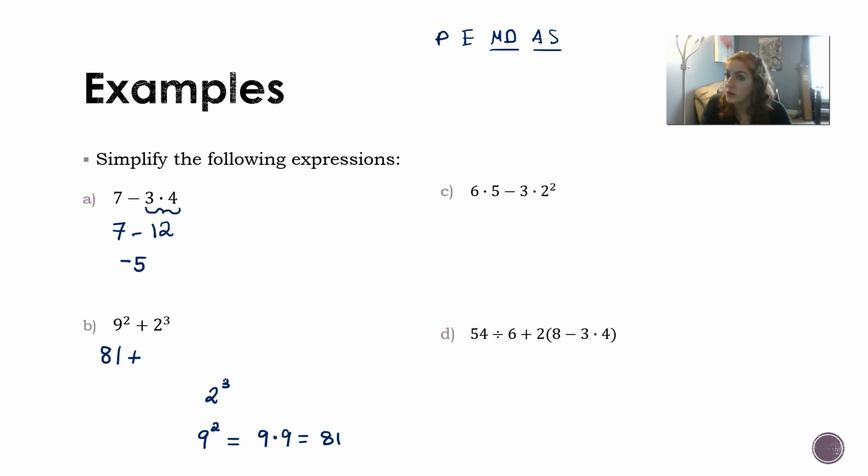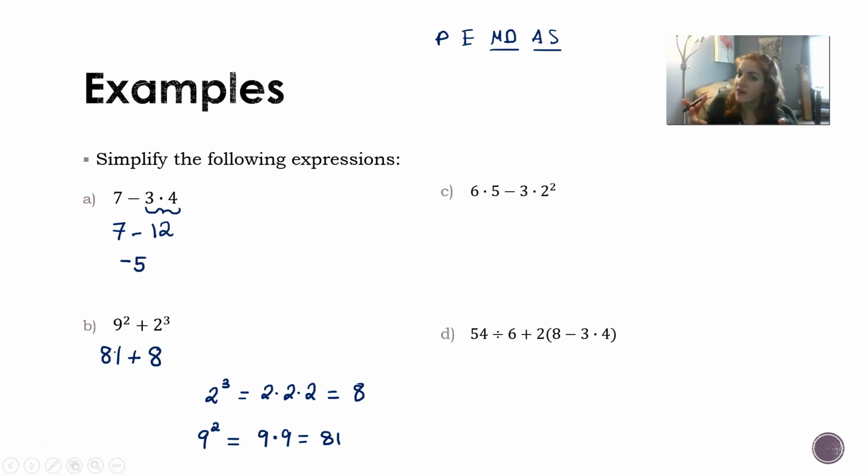Let's go ahead and simplify our other exponent, 2 cubed. Okay, the 3, or the cube, is telling you I need to take my base, which is 2, and multiply it by itself 3 times. So 2 times 2 times 2. 2 times 2 is 4, times another 2 is 8. So 2 cubed turns into 8.